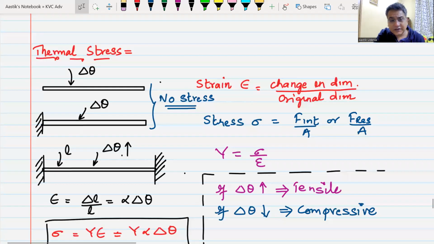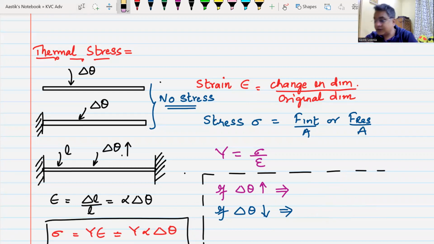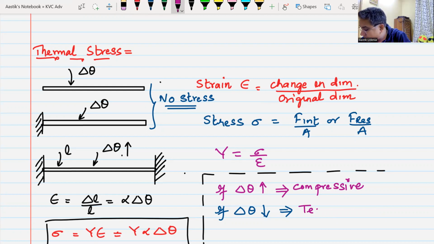I think here I have written reverse. I am confused. I have written it reverse here. If the temperature increases, the rod wants to expand, it is not allowed to expand. So the stress has to be compressive in nature. I've written it reverse. If the temperature falls down, it has to contract. It has not been allowed to contract. So the stress would be tensile here. I think that should be correct.